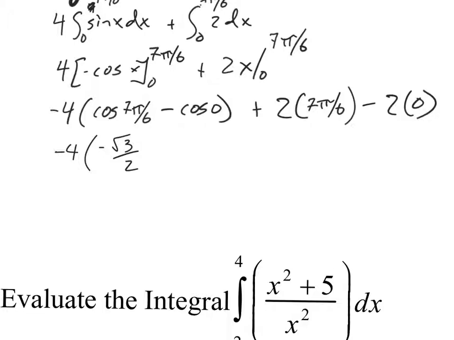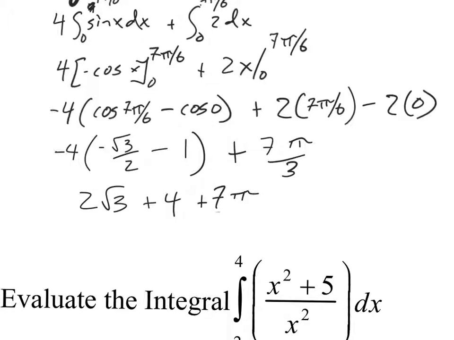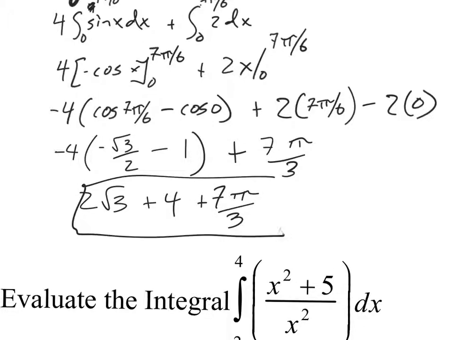The cosine of 0 is 1, plus 2 times 7 pi over 6 makes 7 pi over 3, and then that's just minus 0. So if I distribute this negative, the twos would cancel out on the bottom, right? So this becomes negative times negative 2 square root 3. Negative 4 times negative 1 is positive 4, plus 7 pi over 3. Boom. There we go. Did it in under 5 minutes and at the airport.